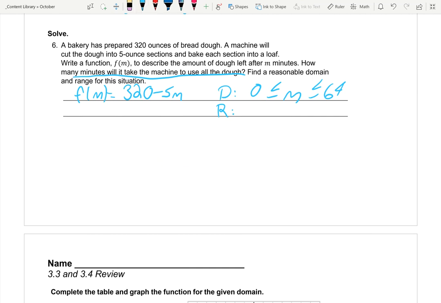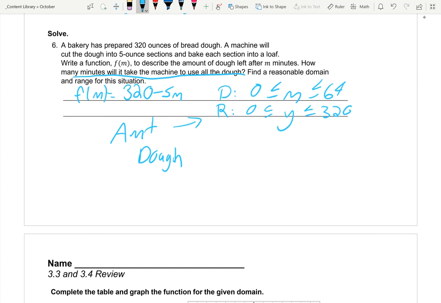And then our range, well, remember we have 320 as a max, and we can only go all the way down to 0 ounces of dough. So we're going from 320 to 0, but we can't write that backwards. We're going to write from 0 to, I guess I'll write y here, to 320. This is just saying the amount of dough that we could have. The range is the amount of dough. And we could have anywhere between 0 ounces remaining or 320 ounces where we started with. So our range would go from 0 to 320.